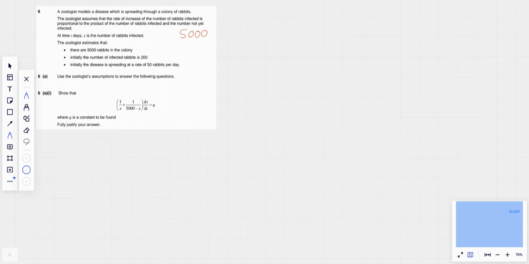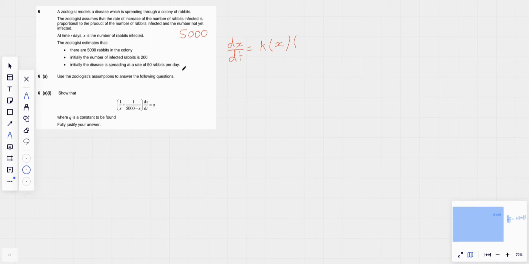Alright. Use the zoologist's assumptions to answer the following questions. Show that this is going to be our differential equation. Now, it does seem very easy to get this. For one, first of all, what do we do? Well, we say dx/dt. So this is our rate. We were told it's proportional, so k, to the product of the number of rabbits. Well, we don't know what the number of rabbits is. We've got a variable here, x.